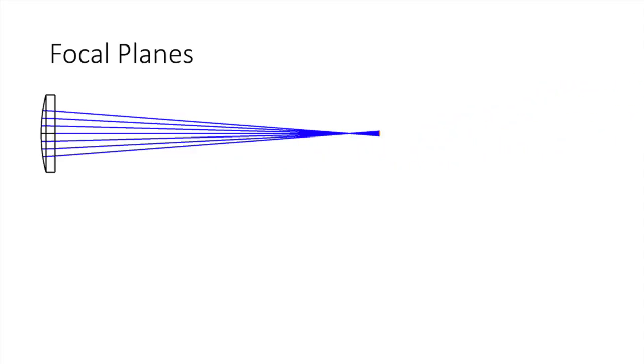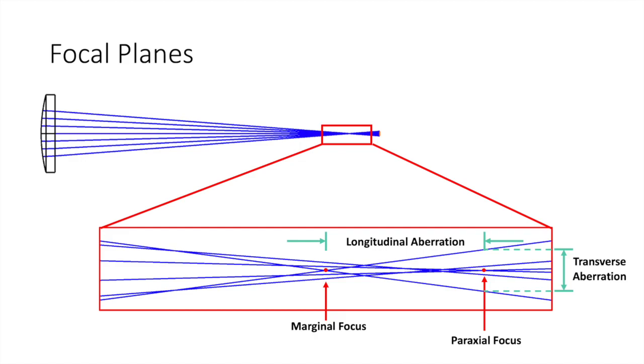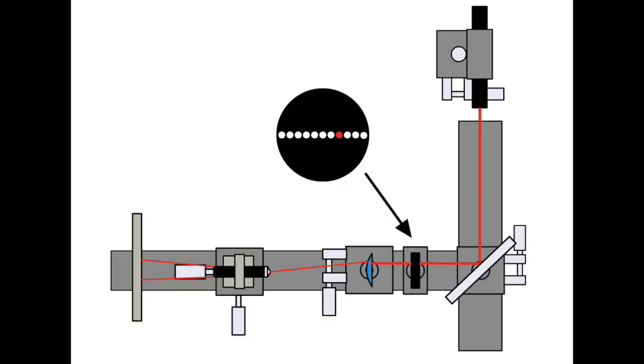If we zoom in on the focus of a spherical lens, we see two extreme foci, the marginal focus and the paraxial focus. We can characterize the amount of spherical aberration in a system by measuring the distance between these two points, which we call longitudinal aberration, or by measuring the size of the spot at the paraxial focus, called transverse aberration.